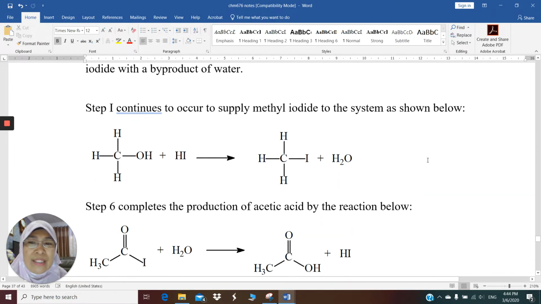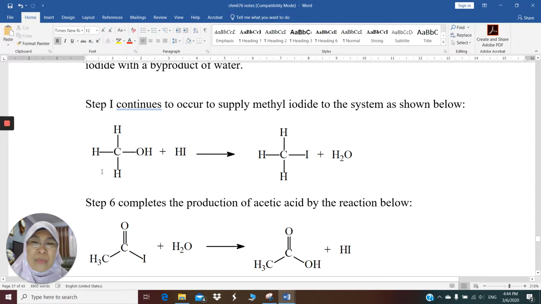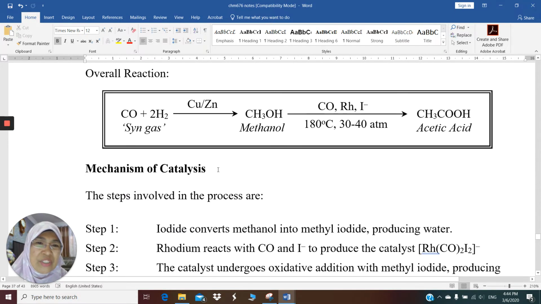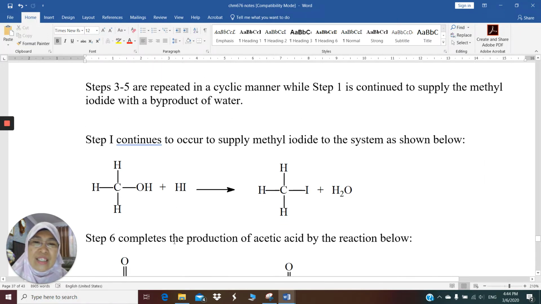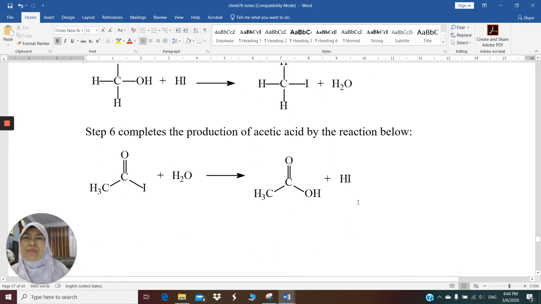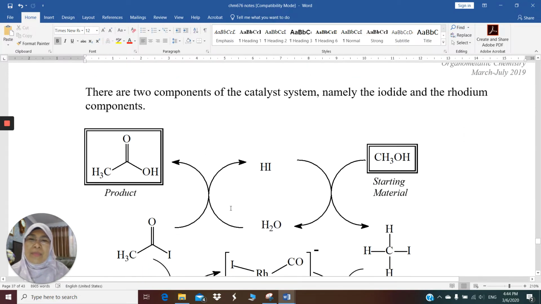Step 1 is when your methanol reacts with HI. Where do I get HI? It's here, you get HI. So it undergoes a substitution reaction where the OH is replaced by the iodide in your methanol. So you have iodomethane here with water. And then what happens here?